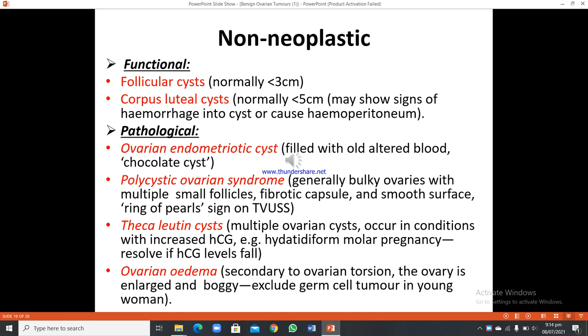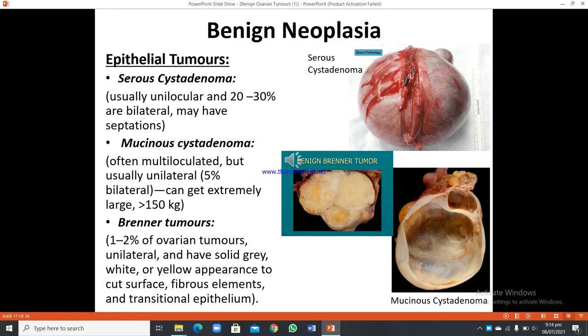Ovarian edema: secondary to ovarian torsion, the ovary is enlarged and boggy. Exclude germ cell tumor in young women. Benign neoplasia: epithelial tumors, that is, serous cystadenoma, you can see. Usually unilocular, with serous cystadenoma 20 to 30% are bilateral, and may have septations.